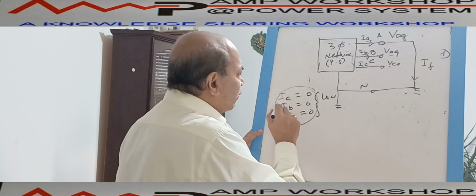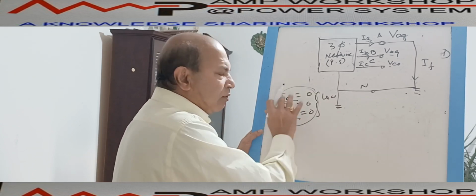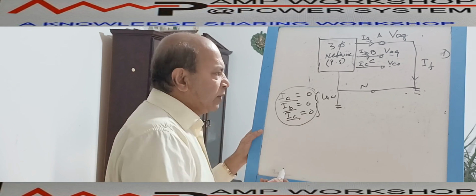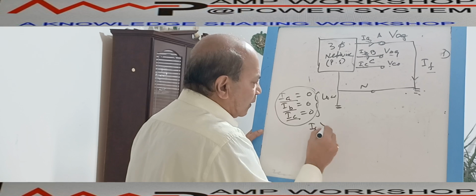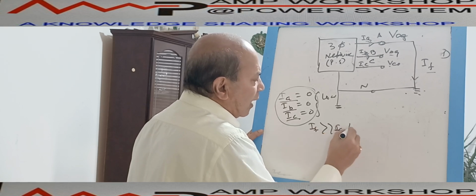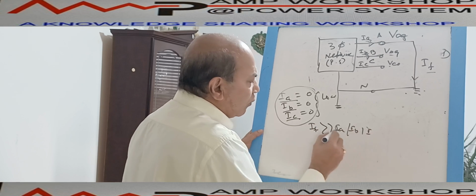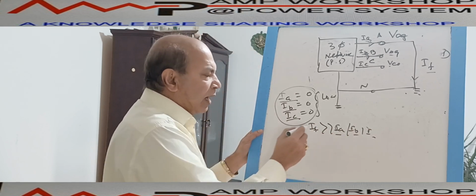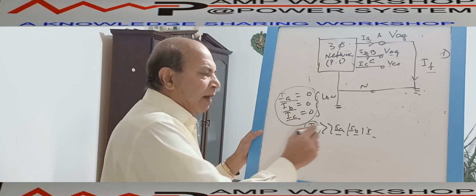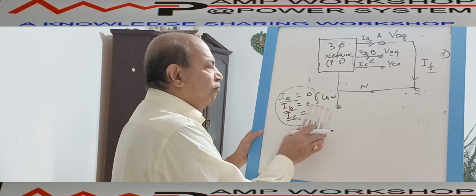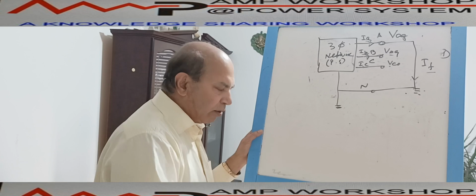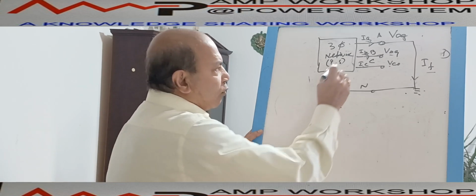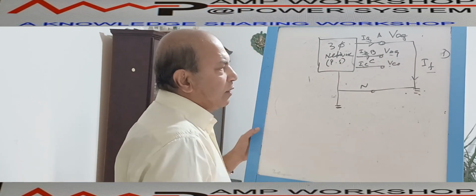Before the fault, this load current has a certain magnitude, but the moment the fault takes place, the fault current magnitude is so high that IF is greater than IA, IB or IC. Therefore, when we are calculating the fault current, IA, IB, IC can be considered 0. So during the fault current calculation, load current is neglected. So when this fault takes place, what is the condition?